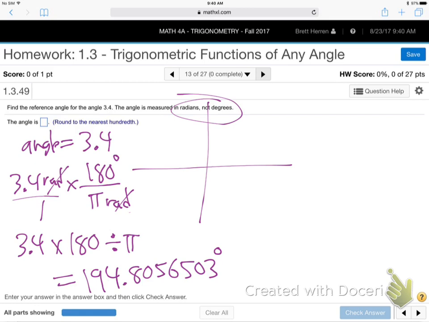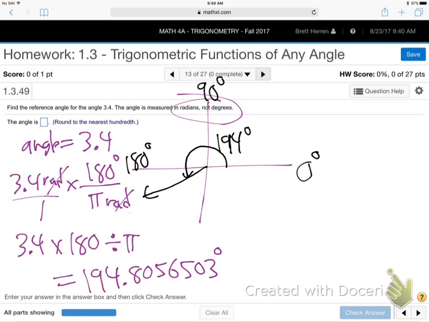You find that it's a little more than 180. So here's 0, here's 90, here's 180. So it's a little more than 180, maybe just about right there. That'd be the 194, whatever, 194 degrees. A little more than 180, quadrant 3. So we need to find the reference angle. The reference angle is the one right here to the x-axis.